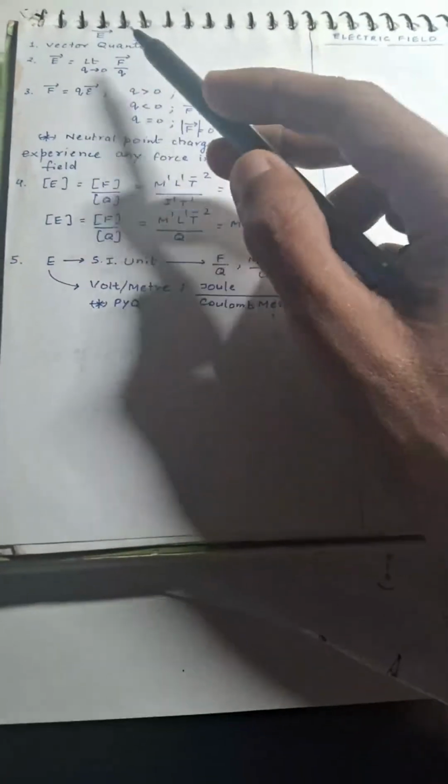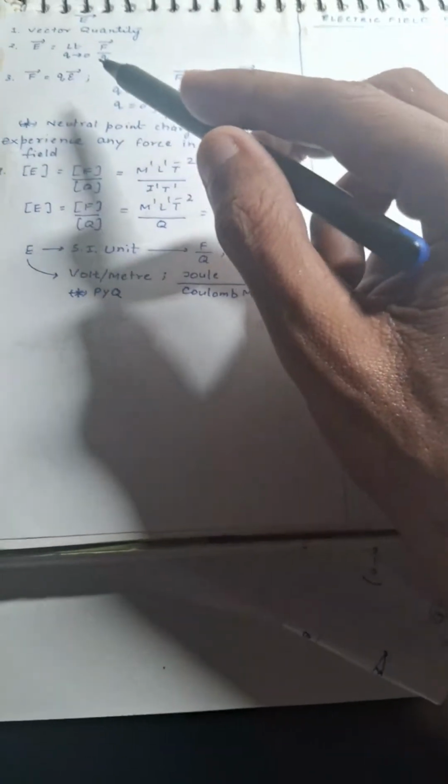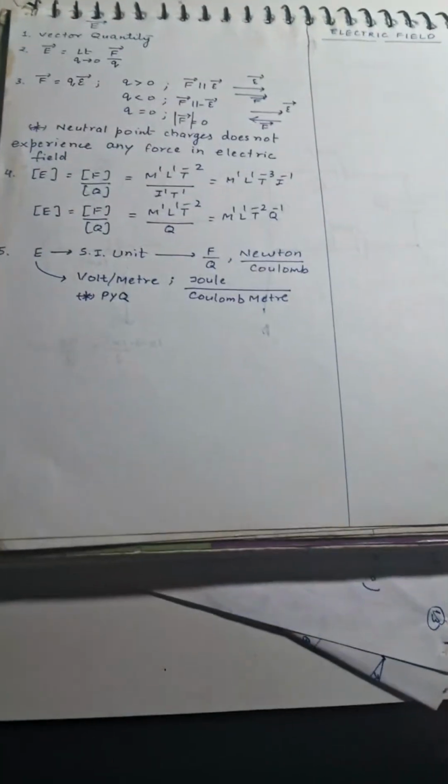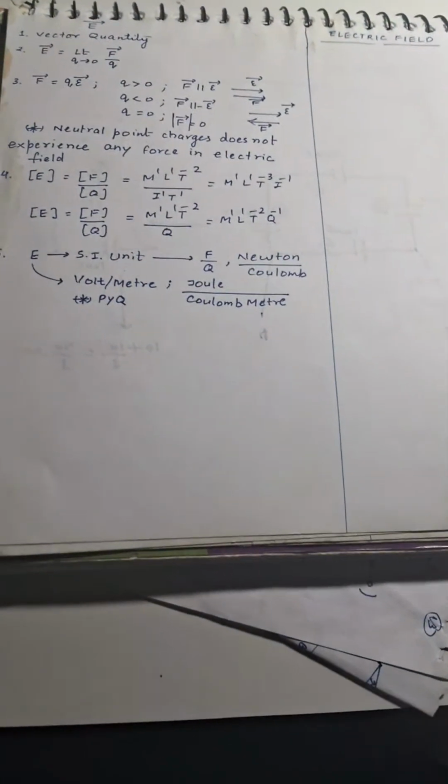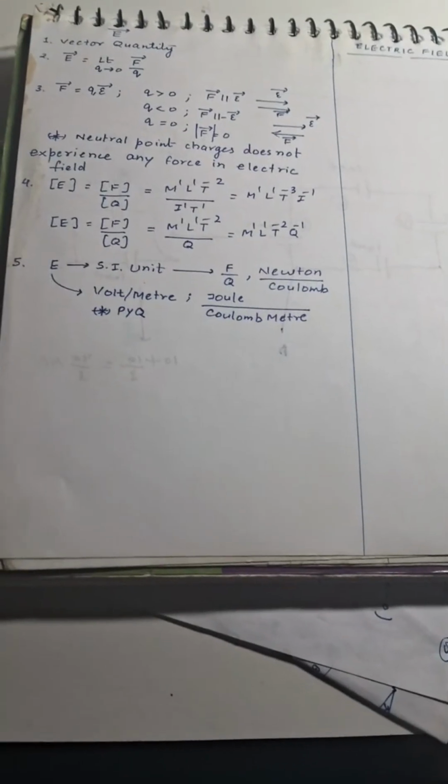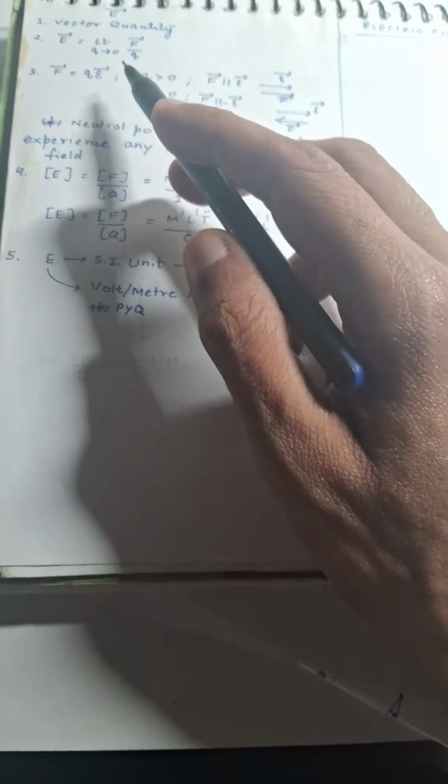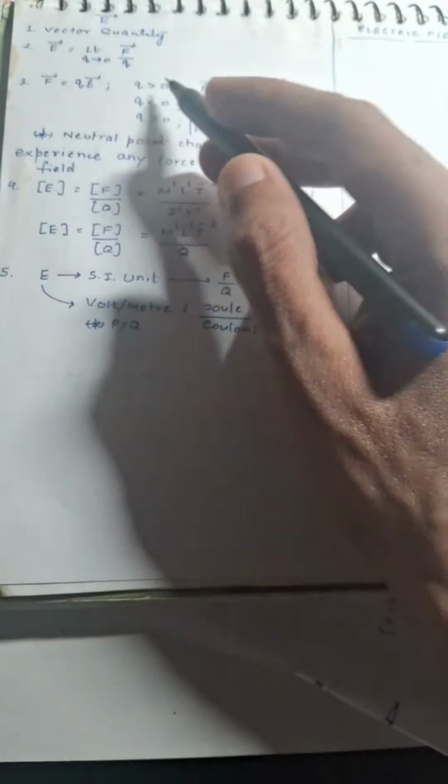Then we have another discussion on electric field. It's a vector quantity. It's the definition of electric field, which is given by limit q tending to 0 of force by charge.